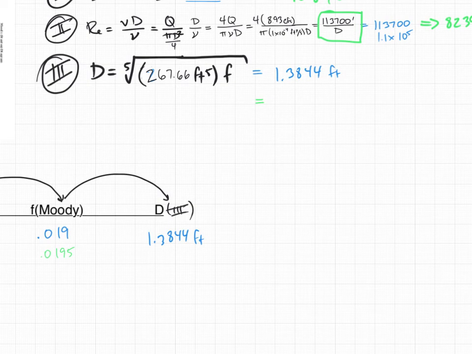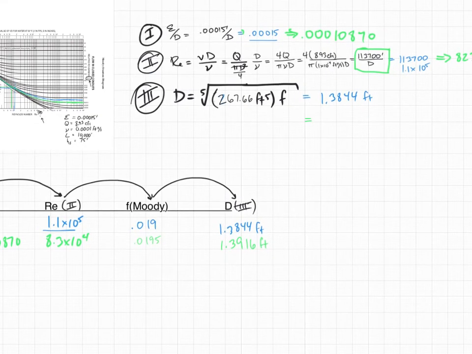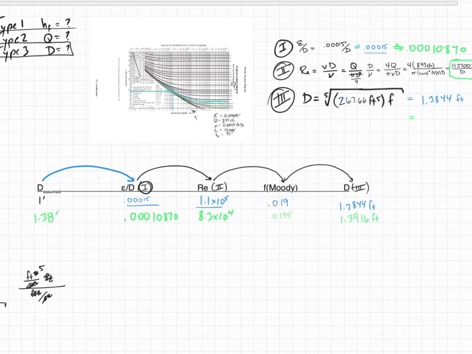267.66 times 0.01195 equals, raise that to the 0.2 power, and we're going to get 1.3916 feet. Okay, as you can see at this point, these are close enough that I'm not even going to get distinguishable answers. But I'll go ahead and pause it and do the work for you, and we're going to see how this works out.